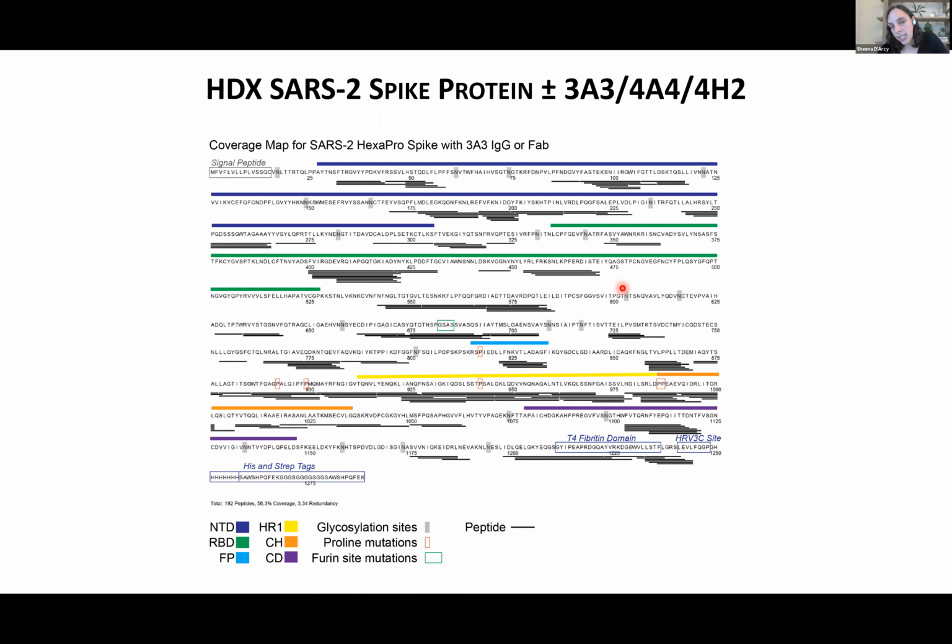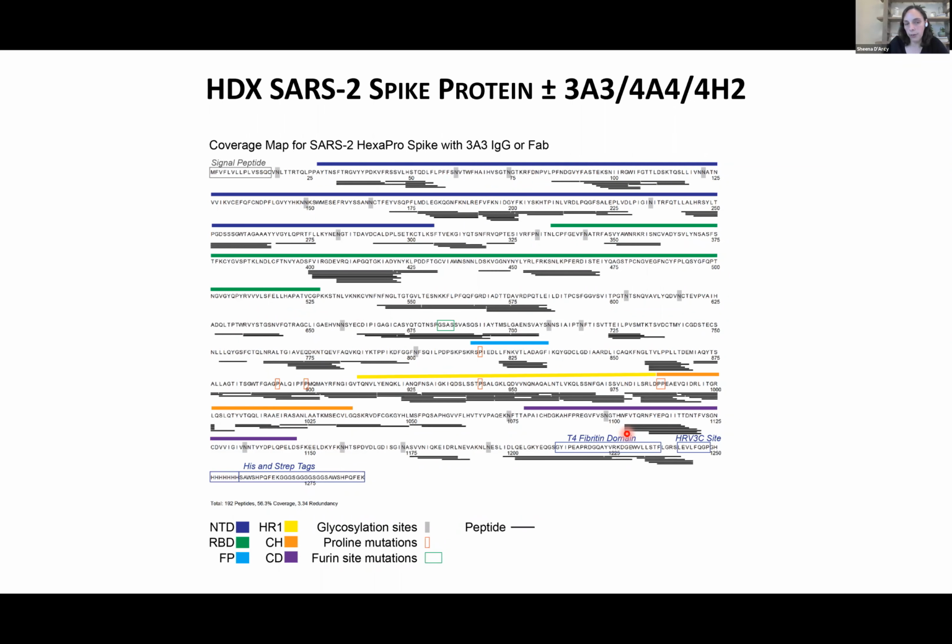Now, the reason that we did this is because we had some data that showed that the 3A3 antibody had the same affinity if the spike protein was glycosylated or not. And we wanted to work quickly, right? We wanted to really focus down on as few peptides as possible to figure out what the epitope was.